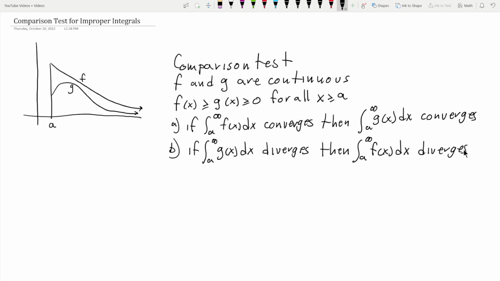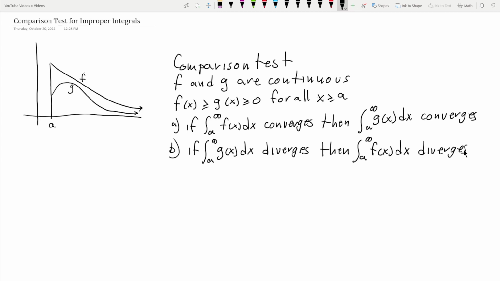All right, it's really easiest to see with the picture. If g is always less than f, if the area under f is finite and g is contained within that area, then the area under g is finite. And conversely, if g diverges, that is, if the area under g is not finite and f is always greater than g, then the area under f can't be finite either.